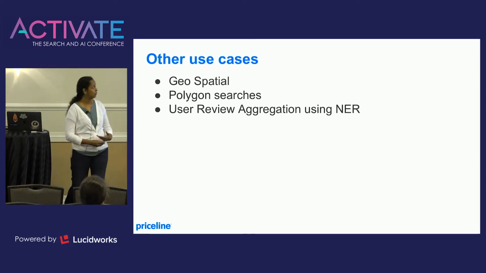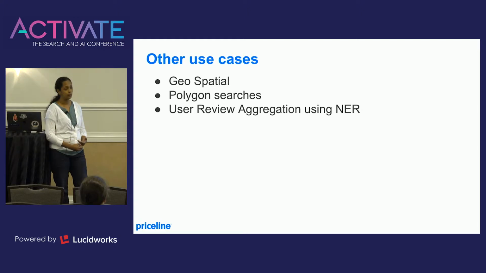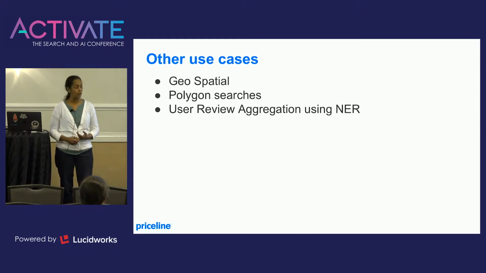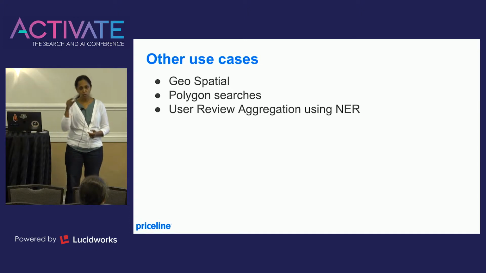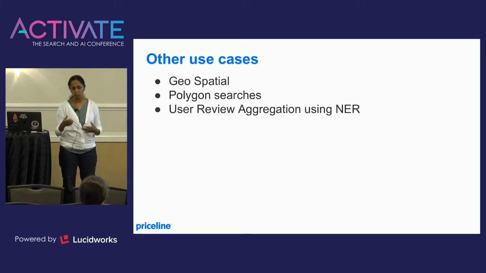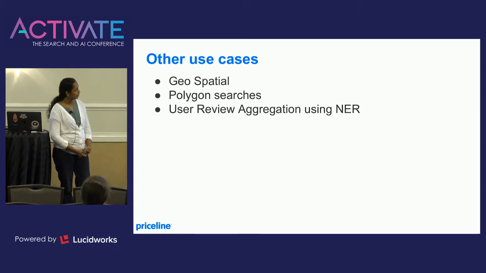We have other use cases, which are the geospatial use cases and polygon searches. If you visit our Priceline app on iPad, for example, you will be able to draw a random polygon on a map and find hotels or rental locations included in that polygon. So that is another use case.